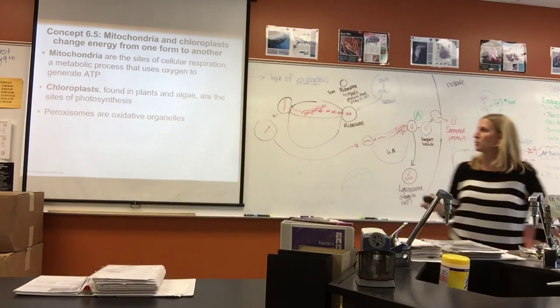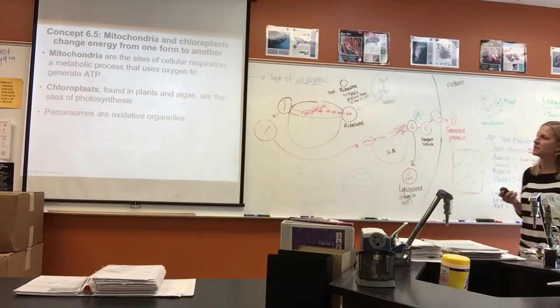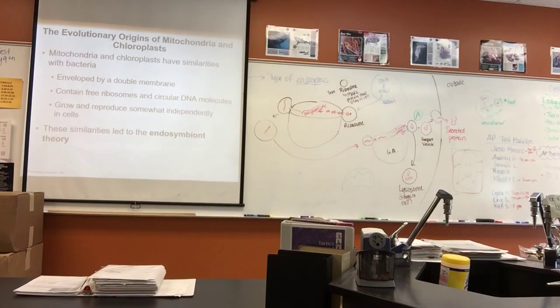So that's its importance. Chloroplasts we don't have, the plants and algae have them. Those are the sites of photosynthesis, and then we'll look at peroxisomes. These are oxidative organelles. Peroxisomes break down some harmful things in the cell. So let's look at the mitochondria and chloroplasts.